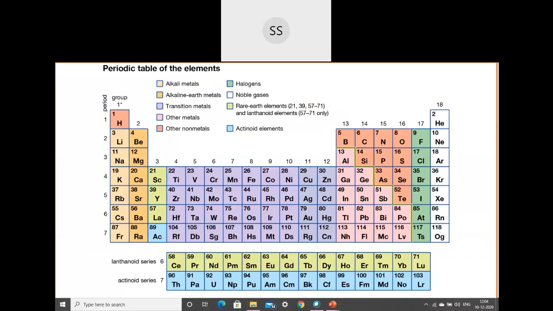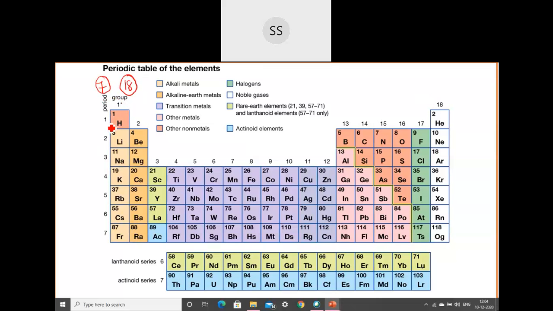So in the classification of elements, after the modern classification, this is how we have the periodic table. We need to understand this periodic table. In the periodic table you will get to know that altogether there are 7 periods, and the groups altogether are 18. So we have 7 periods and 18 groups.